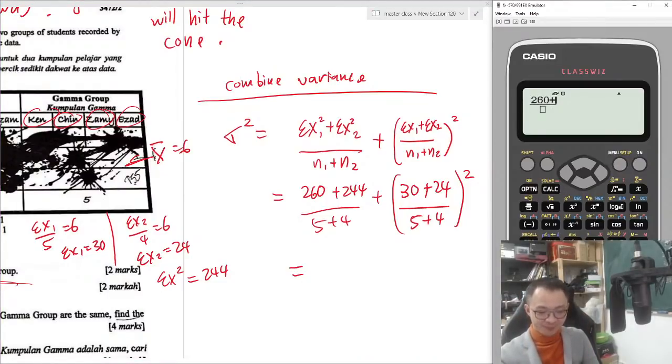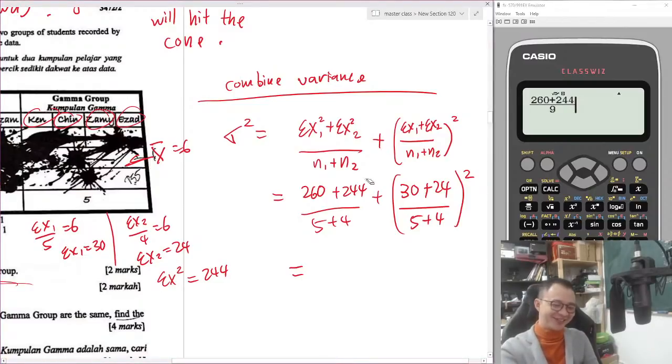Let's do it. Over 9, isn't it? 5 plus 4 is 9. Don't tell me you don't know. So it is not plus, right? The formula is minus, isn't it? Yeah, it's minus. Why did nobody inform me? The formula is minus.